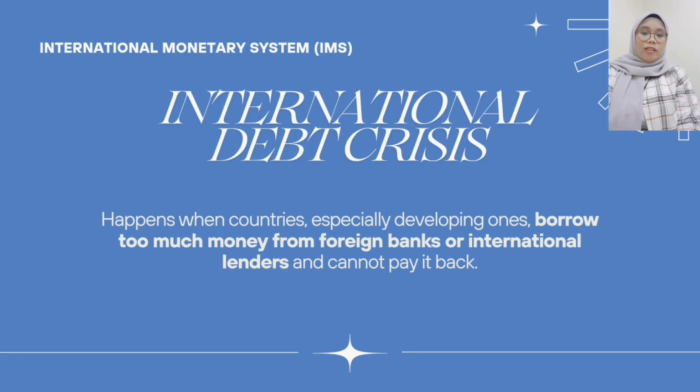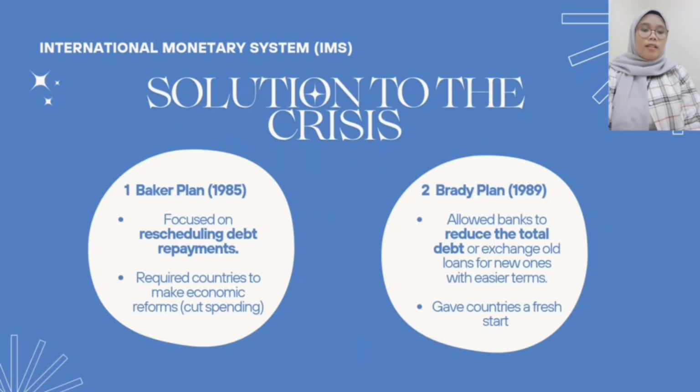The international debt crisis happens. It happens when countries, especially developing ones, borrow too much money from foreign banks or international lenders and cannot pay it back. The solution to the crisis.